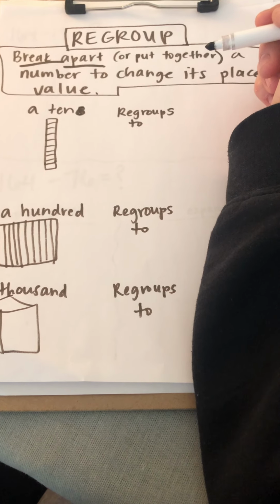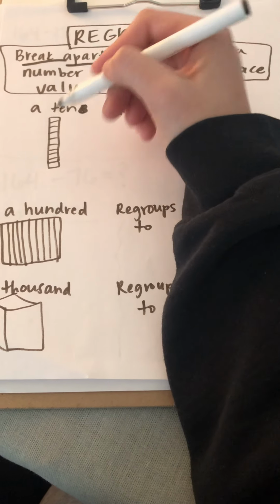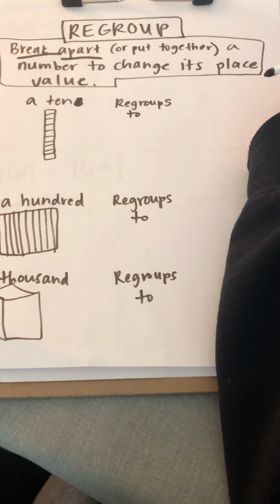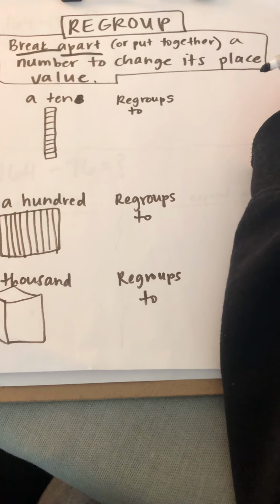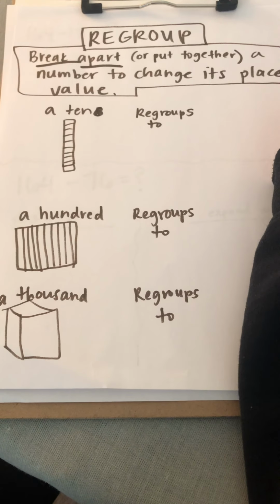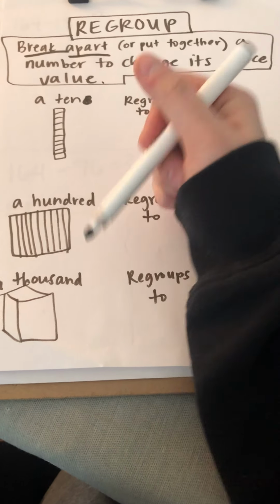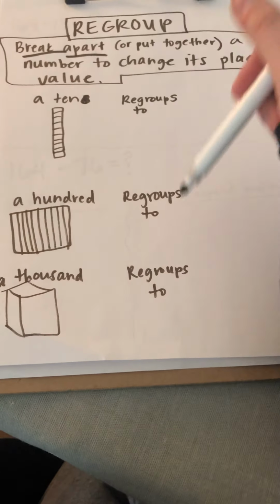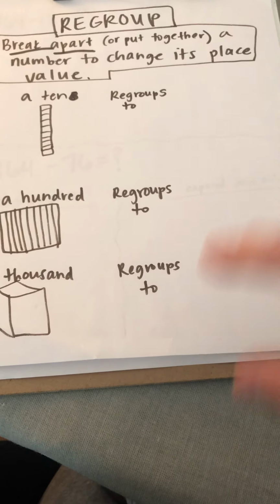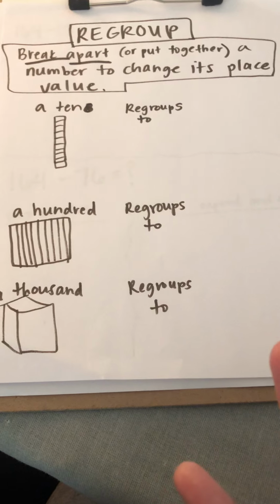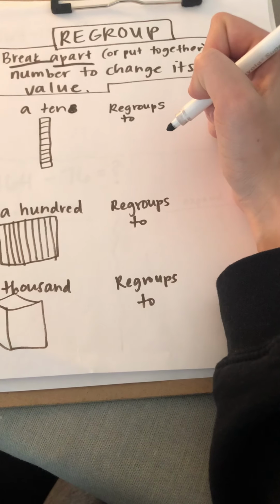When we subtract, we regroup a larger number and break it apart into a smaller number. That's how we regroup for subtraction. So we're going to talk about how we can break apart a 10 and 100 and 1,000 and regroup it to the next or smaller place value to have enough to subtract when you need to regroup.